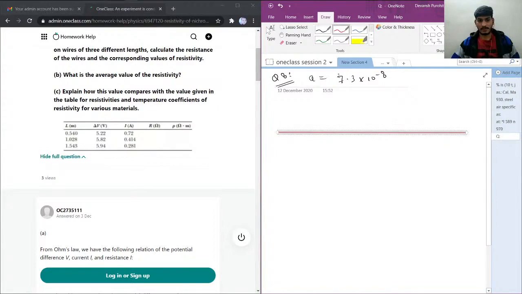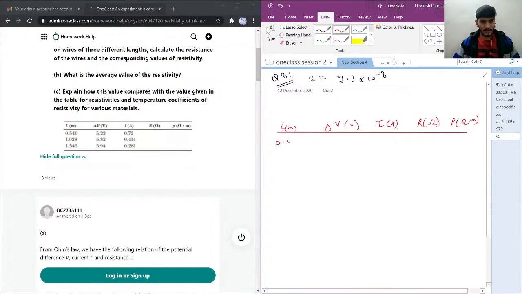Then I'll write: this is length here. This is potential difference, volts. This is current in amperes. This will be resistance in ohms, and this will be resistivity in ohm meter.